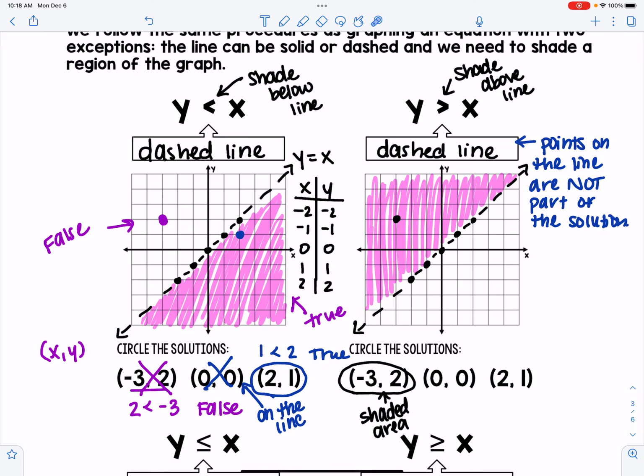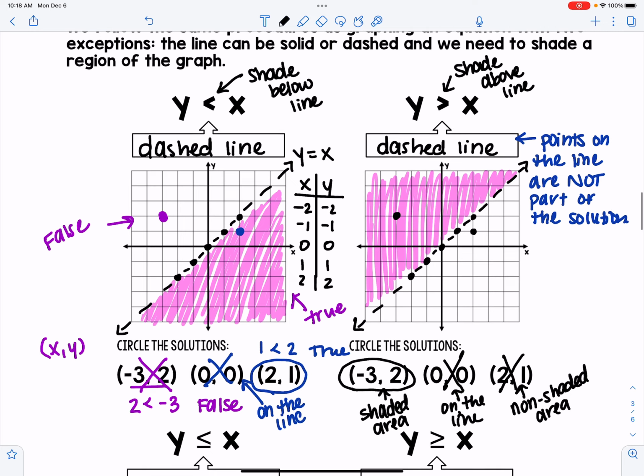(0, 0), again, it is on the line. That's our origin. Since it's on the line, we're going to refer to this over here, where the points on the line are not part of the solution. So that is not a solution. And finally, I have (2, 1), which is in the non-shaded area. If it's in the non-shaded area, that is not part of our solution. Okay, and again, we said that (0, 0) was not a part of our solution because it was on the line. And we are done with these first two.